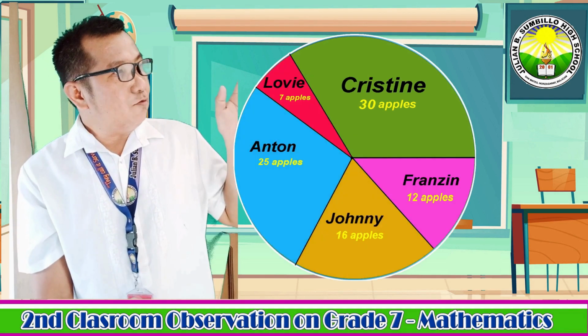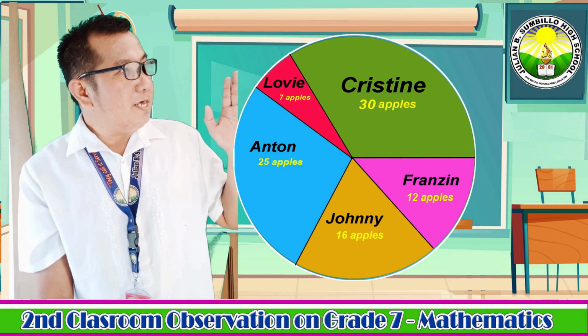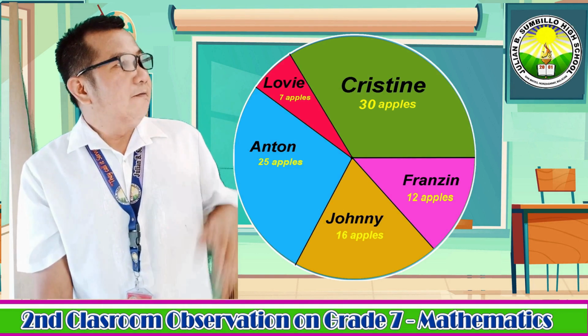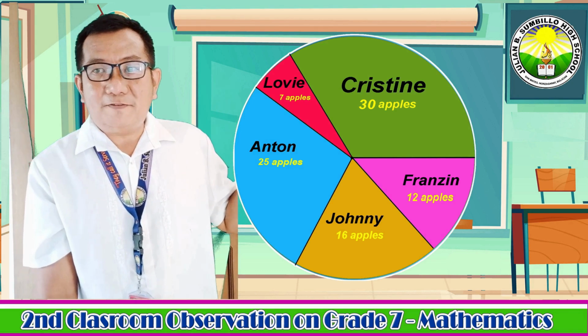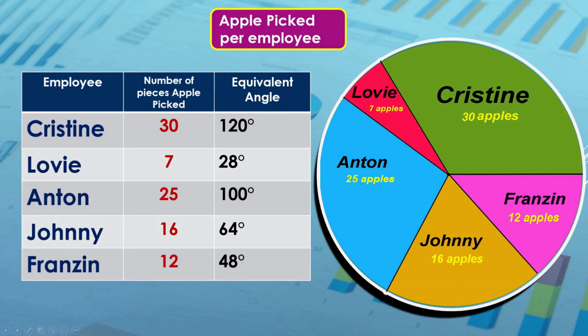For Christine, we have 30 apples. For Lobby, we have 7 apples. For Anton, we have 25 apples. And Johnny has 16 apples. And Francine has 12 apples. So that's the illustration of our pie chart with regards to those given data.